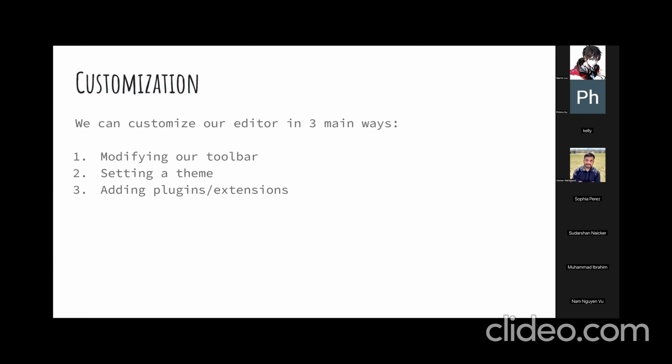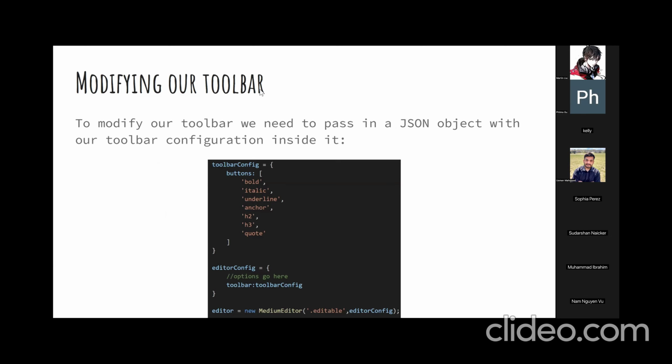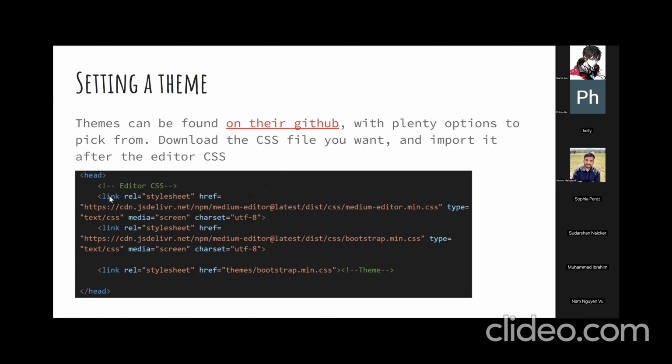Customization again, in our editor there's three main ways. There's modifying our toolbar, setting up a theme, and adding and plugging in extensions. To modify the toolbar, you can look at the JSON object, which is provided right here. Essentially, it is a JSON as we saw earlier with the content that we want to see. And inside of it, we can see what type of configurations we want.